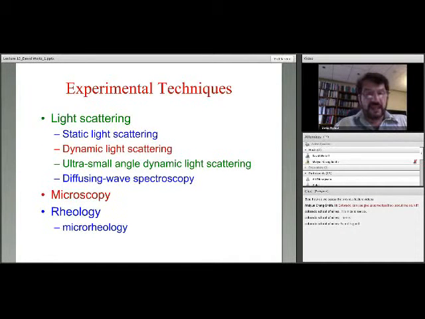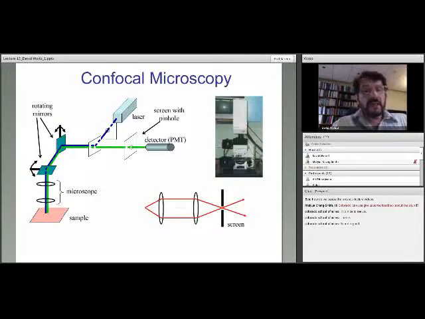Now, one development that combines light scattering and microscopy with rheology is microrheology. That's the use of probe particles and the motion of probe particles to actually interpret the rheology. And again, that's a somewhat more advanced topic that I won't get to in these lectures. So let's turn to confocal microscopy for a minute.